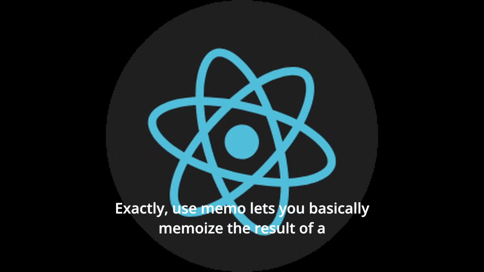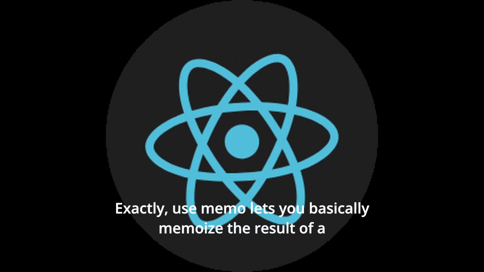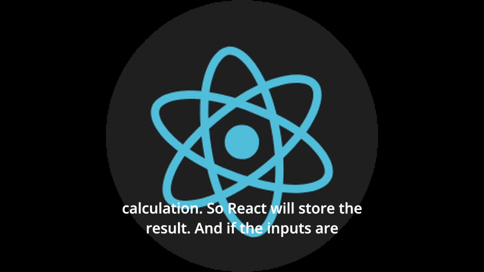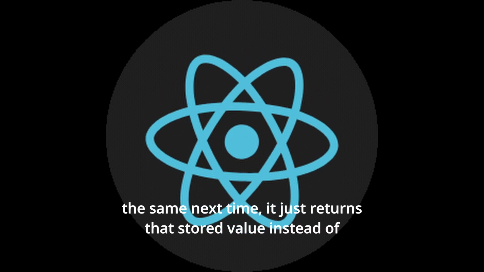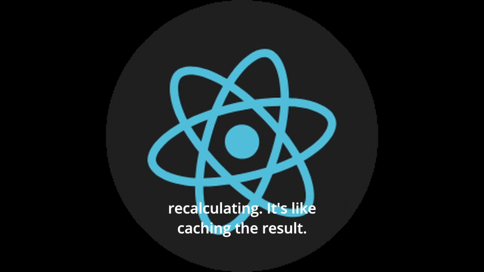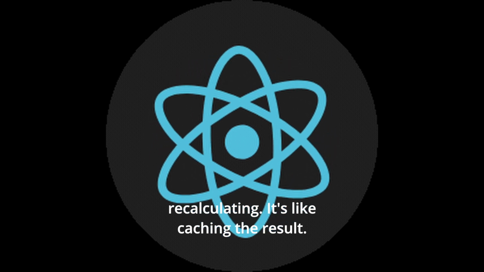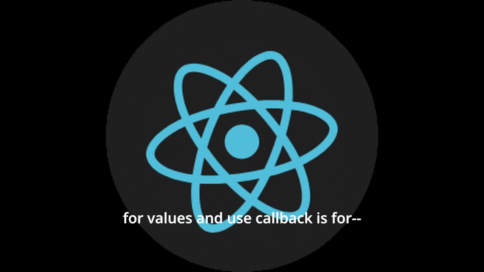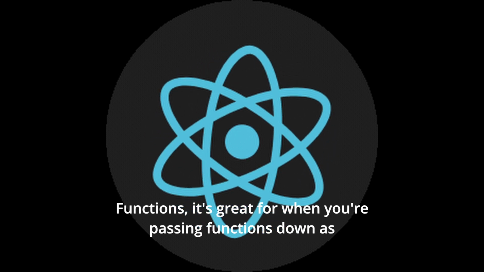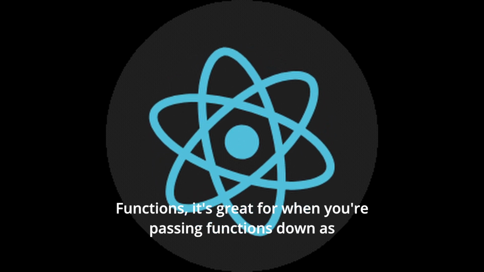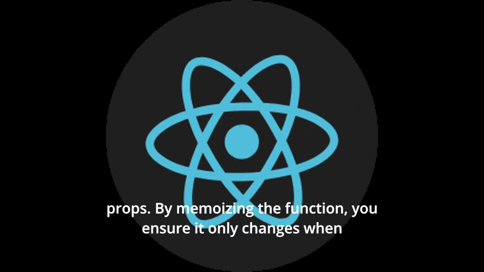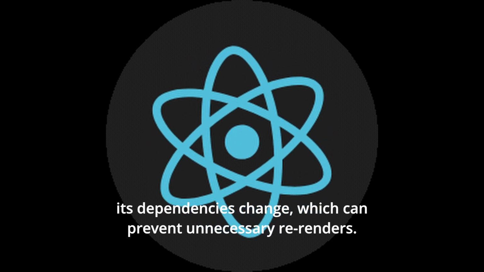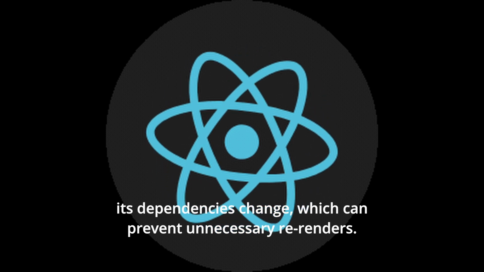Exactly. useMemo lets you basically memoize the result of a calculation. So React will store the result, and if the inputs are the same next time, it just returns that stored value instead of recalculating. It's like caching the result. That's so clever. Yeah. useMemo is for values, and useCallback is for functions. It's great for when you're passing functions down as props. By memoizing the function, you ensure it only changes when its dependencies change, which can prevent unnecessary re-renders.